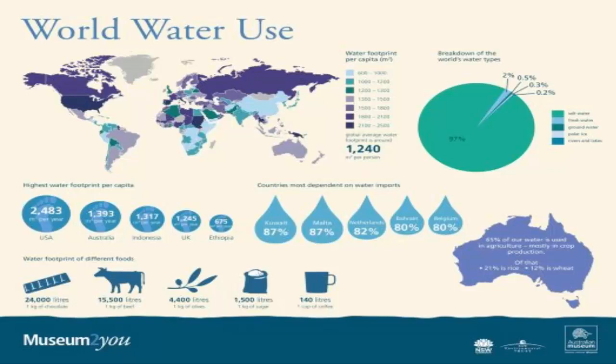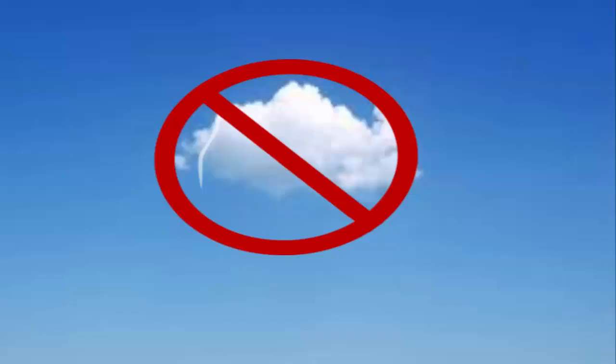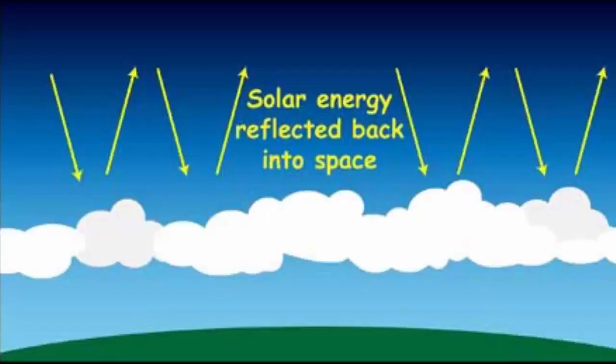The water cycle is very important. It is the process that provides our planet water. Without the water cycle, there would be no clouds, and without clouds, the Earth's temperature would increase a decent amount. That is because clouds reflect sunlight.